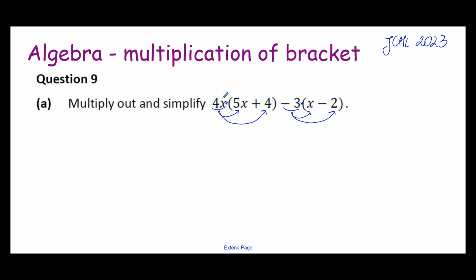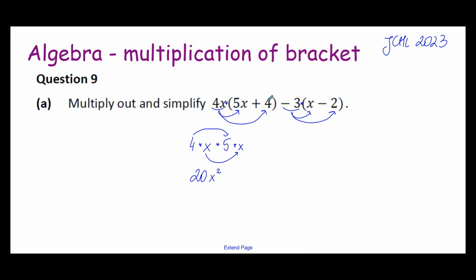Now, when I'm looking at 4x multiplied by 5x, what I have is 4 multiplied by x, multiplied by 5, multiplied by x. Because don't forget, when there is no sign between letters and numbers, there is a multiplication sign. The only thing I can do here is multiply 4 by 5, so that is 20. And then I can write x multiplied by x in a shorter version, which will be x to the power of 2.